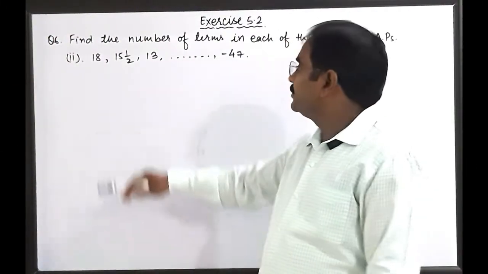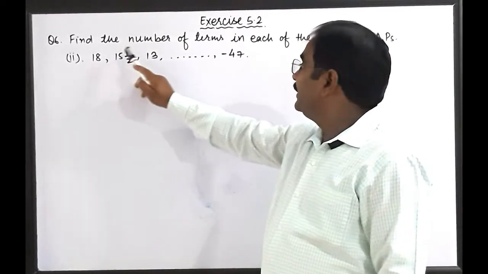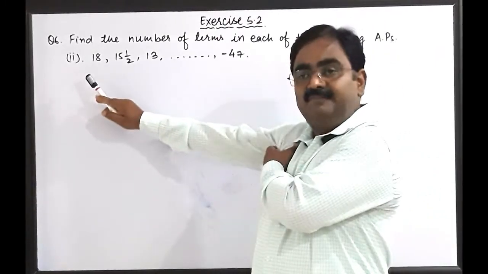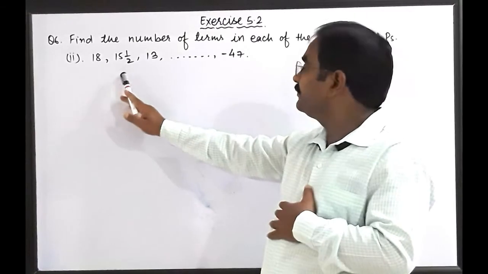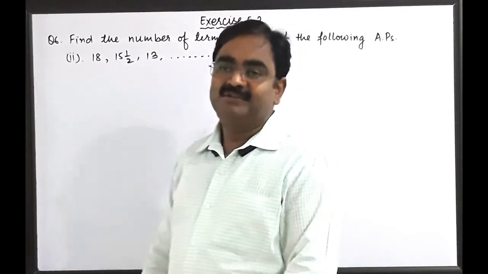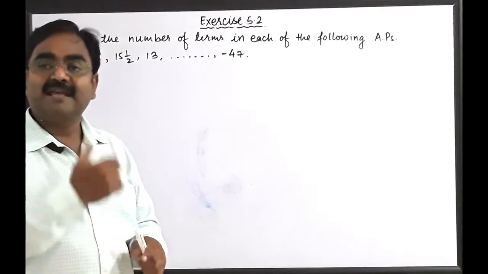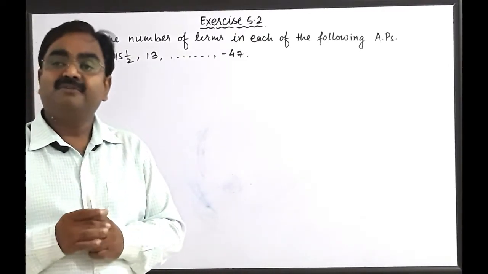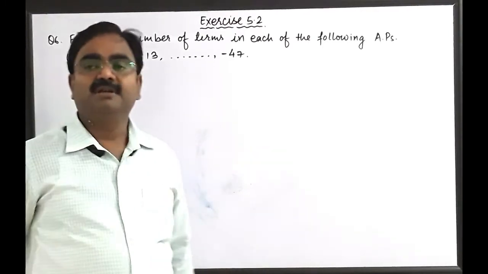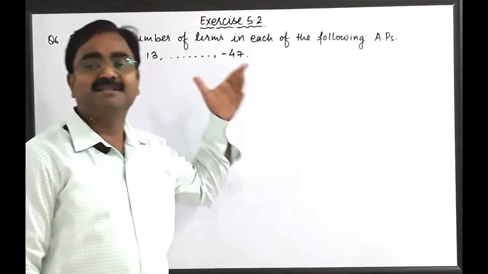Okay friends, let us see question number 6. In this there are two parts. The second part I am going to solve. Find the number of terms in each of the following APs. This is your arithmetic progression. First term is 18, second term is 15 and a half, third term is 13 and the last term is given, minus 47. So dear student, as the last term is given, minus 47, it means this AP is of which type? It is a finite arithmetic progression because the number of terms is limited. वही हमको इसमें फाइंड करना है कि how many terms are there in this series.